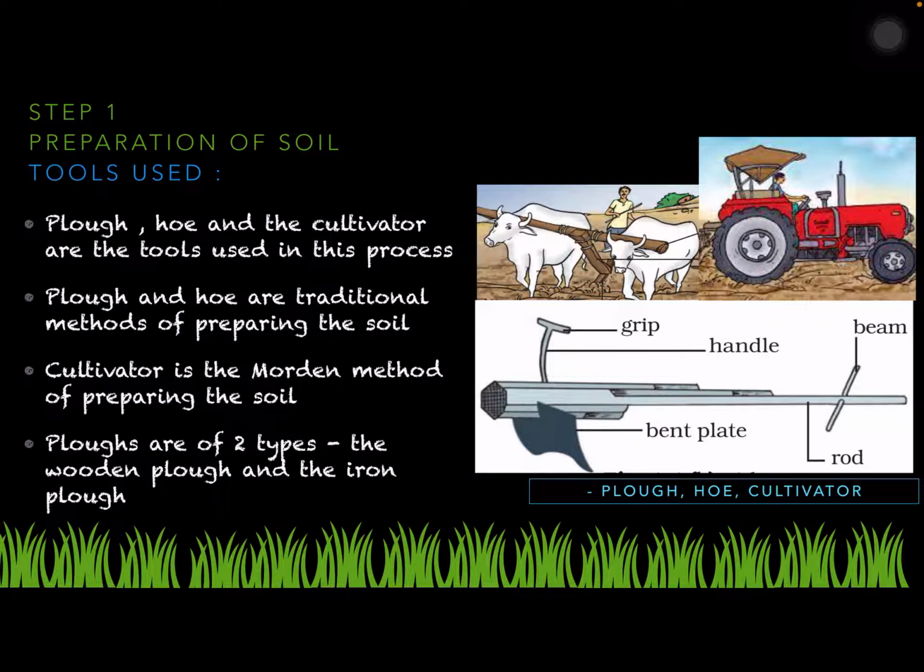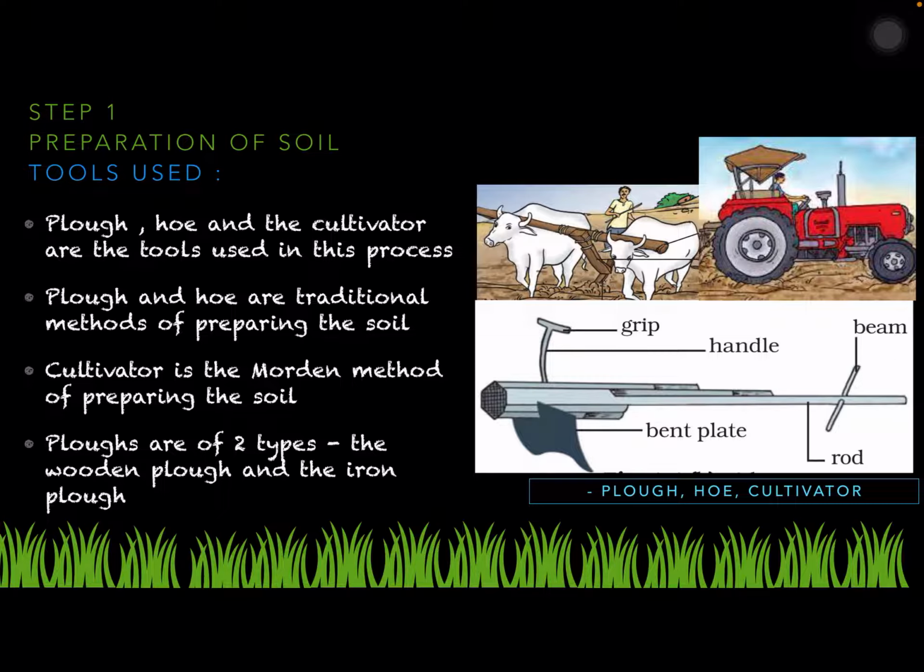The first picture shows the wooden plow, which is pulled by two bulls and controlled by a farmer. Next, in the second picture, you can see a tractor, or you can say cultivator, and below it you can see a hoe. Its parts are marked. Plow and hoe are traditional methods of preparing the soil. Cultivator is the modern method of preparing the soil.